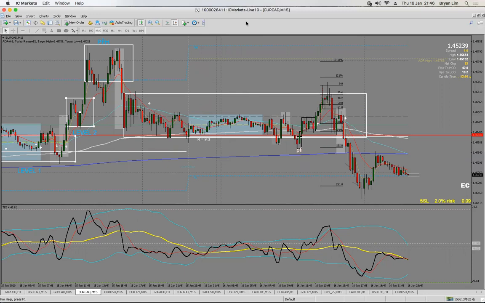Here's what they did the next day. And this is today, actually. This is EuroCAD. Right, this is EuroCAD. This is peak formation high. This is level 1. Let me just label this so you guys don't miss it.